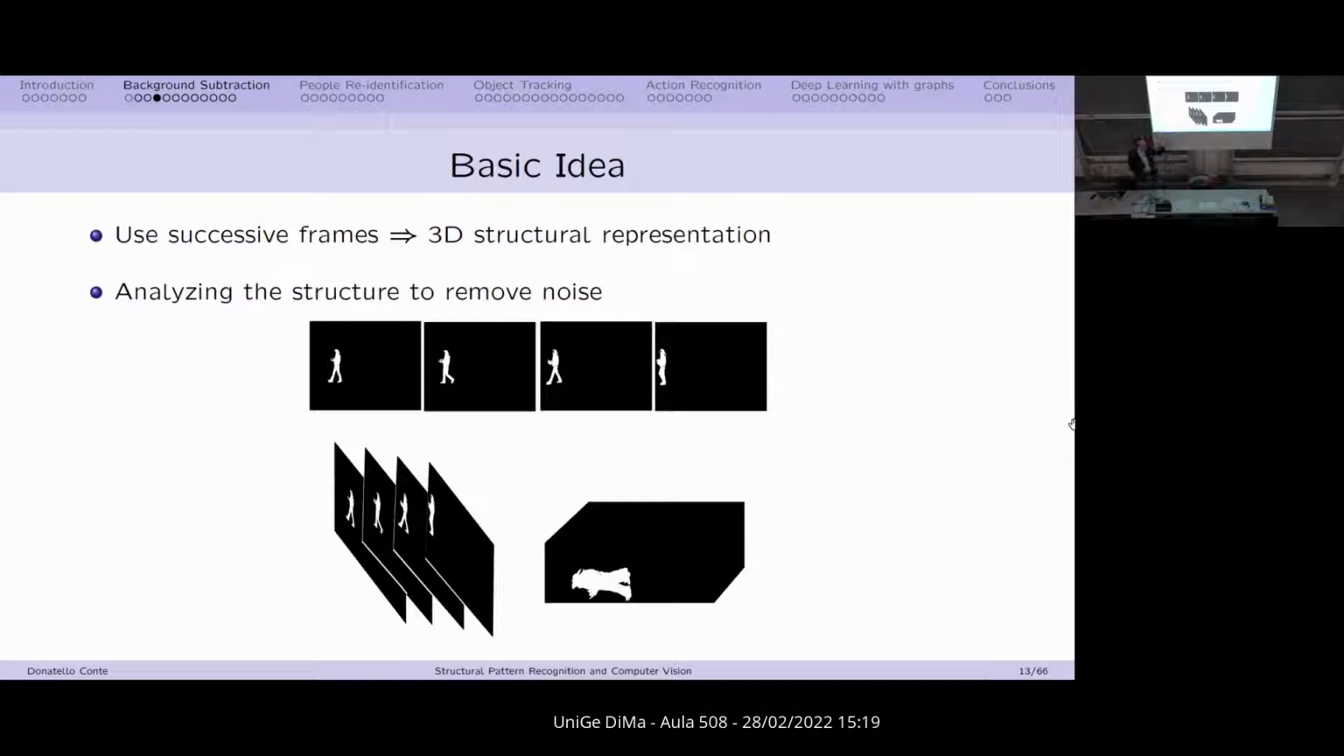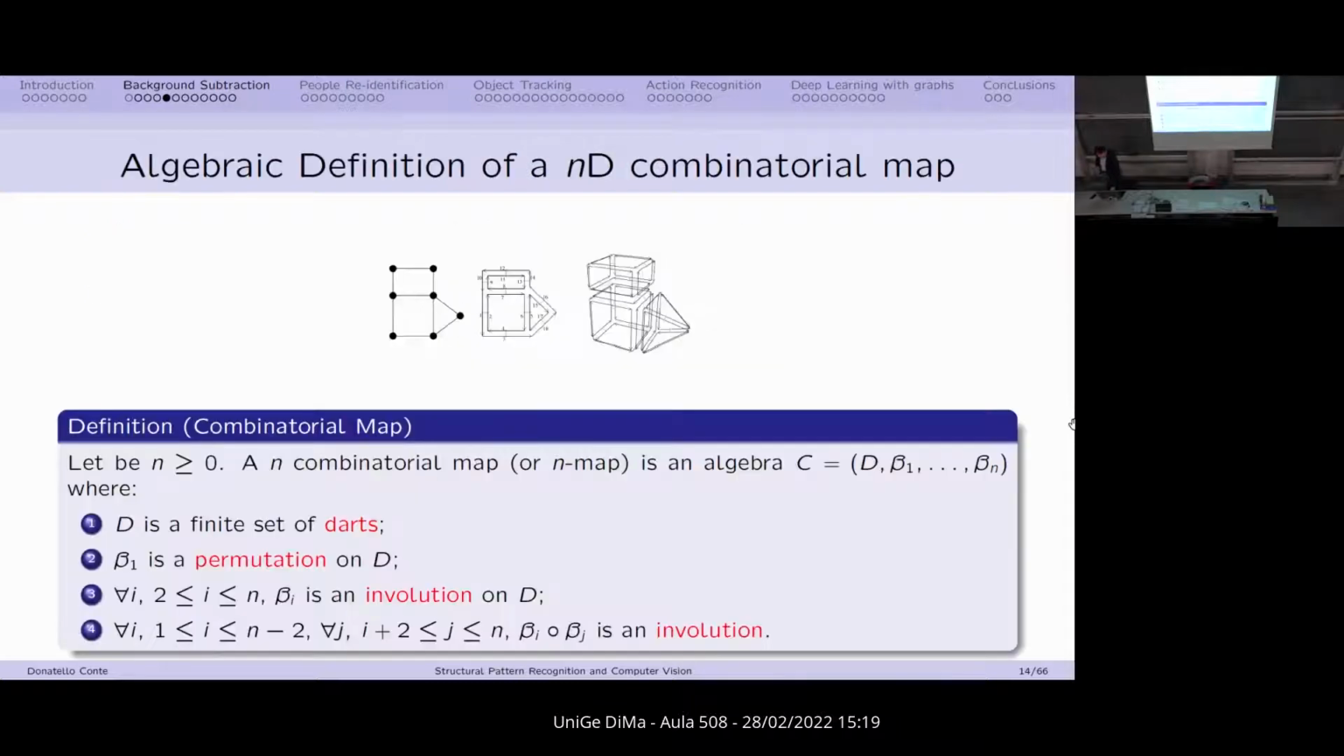And so the idea is that in this kind of representation, noise is much more irregular, and is not compact. So the idea is to use topological information of structured data to recognize some parts of this structure that are more irregular and not compact. And so we use, in this case, combinatorial maps.